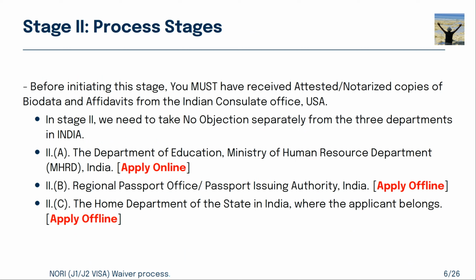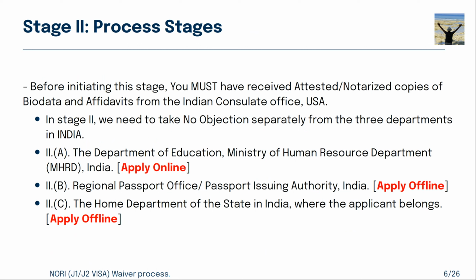So in stage two, what you have to do is prepare those attested documents. As you saw in the previous slide, there are four documents you have to get notarized and attested. Out of the four, three are required to be sent to India, right? And one is for you, so you can keep it for the future, right?